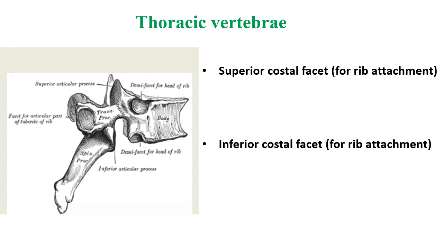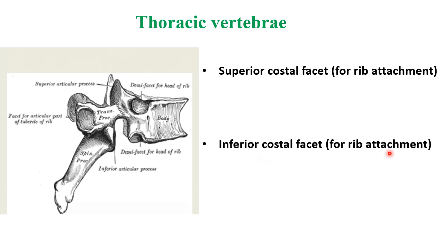Then after the C7, what's the number that comes next? T1. So now we go to thoracic vertebrae. They look very different from the cervical ones, right? This one is going to have other characteristics. You're going to have facets, or costal facets, for rib attachments. You have superior costal facets and inferior costal facets. You can see very well here, but other pictures are better. Those are really for your rib attachments.